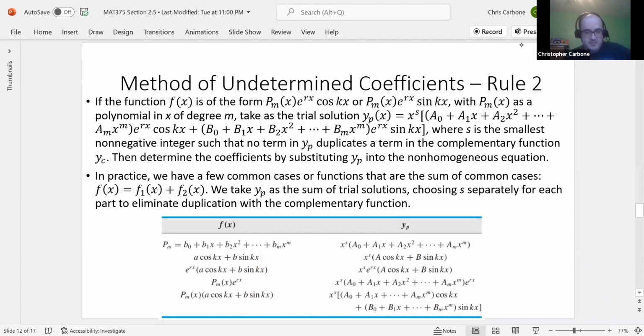And then finally, p sub m of x times a times the cosine of kx plus b times the sine of kx. That would include this lovely long thing: x to the s times a sub 0 plus a sub 1 times x, all the way down to a sub m times x to the m times the cosine of kx, plus b sub 0 plus b sub 1 times x, all the way down to b sub m times x to the m times the sine of kx.